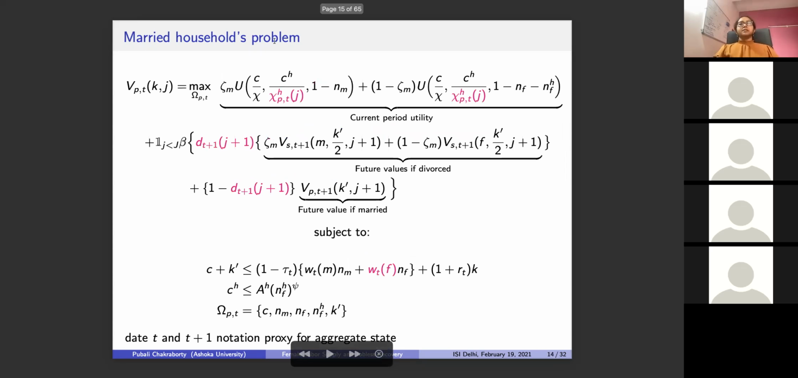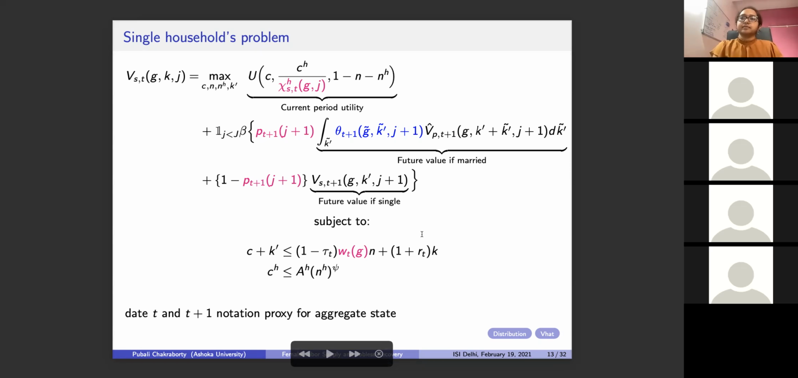Sorry, can I just ask one more question? Yes. Why do you need this indicator? So here I have households living for a finite number of years. There will be a future if J is less than capital J, since they live for capital J periods. There won't be a future if they are standing at period capital J, in which case this is just the current period utility. I see.